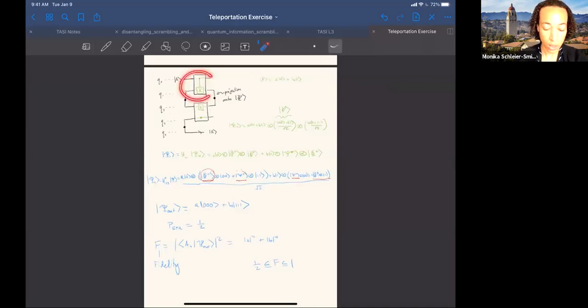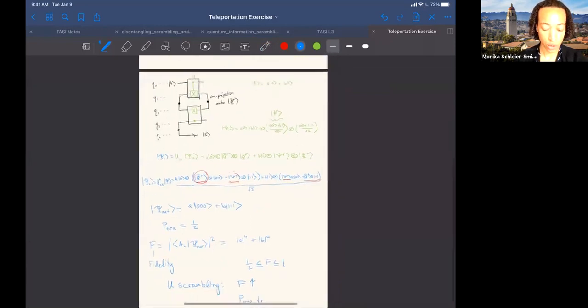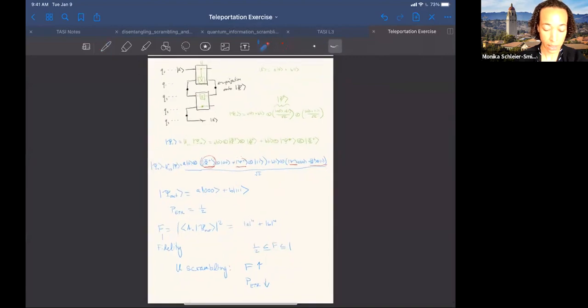And actually, as U becomes more and more scrambling, the fidelity of teleporting actually increases, and the probability of getting an EPR pair decreases, which shouldn't be too surprising, that the probability decreases if our original EPR pair gets scrambled by this operation. What perhaps is a little bit more surprising and not totally obvious is that this fidelity goes up.